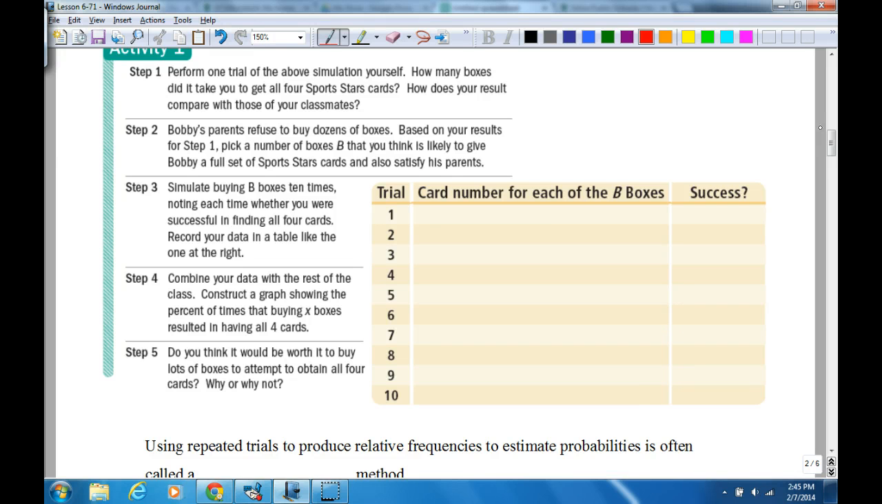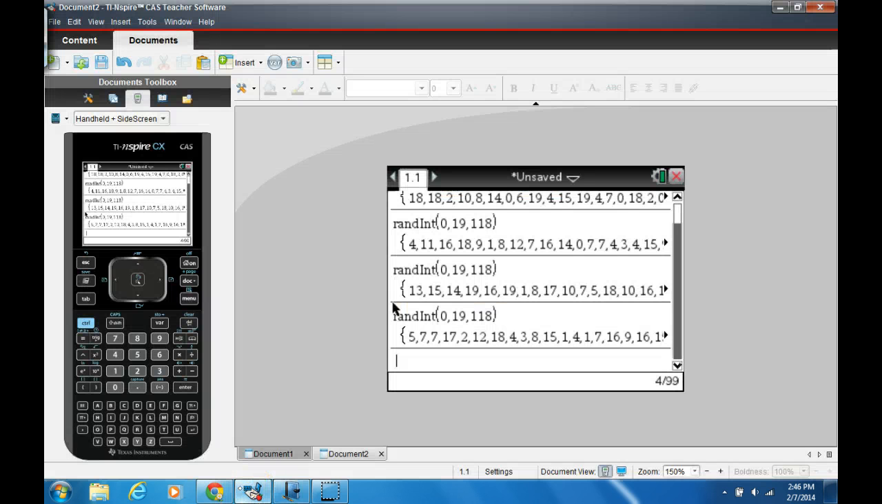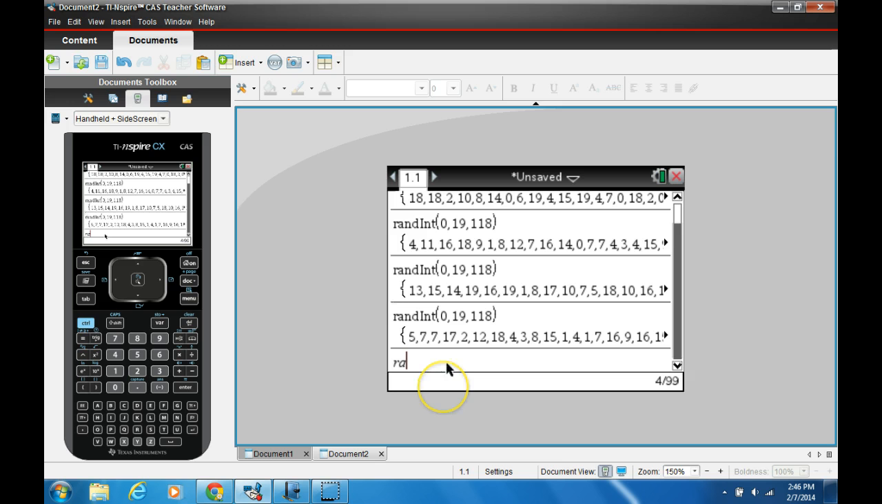First, we're going to perform one trial to figure out which card comes up first. We're going to do one trial to see which number comes up first. I'm going to use my CAS here. Okay? So, I'm going to tell the CAS by typing into it. It looks like it's frozen, doesn't it? Okay. randInt. And I'm going to tell it to pick between numbers 1 and 4.